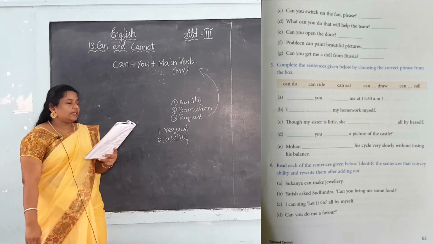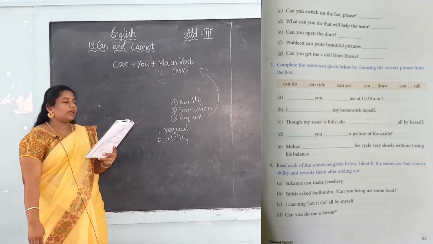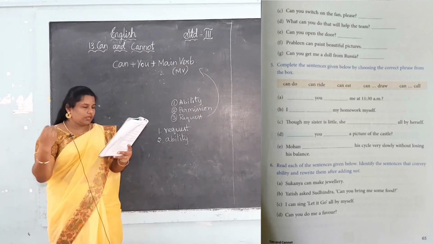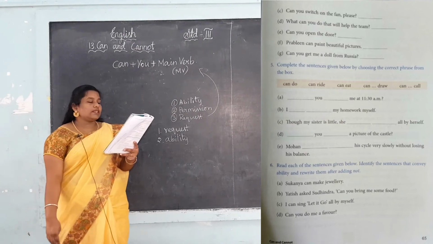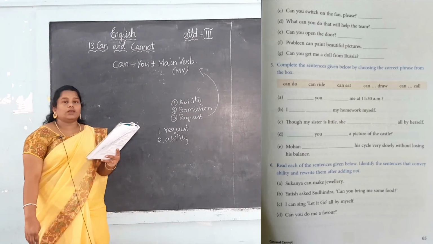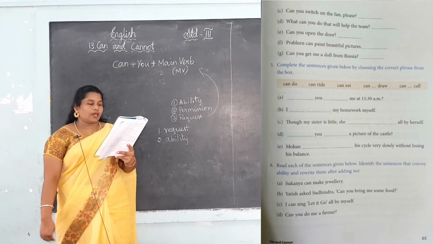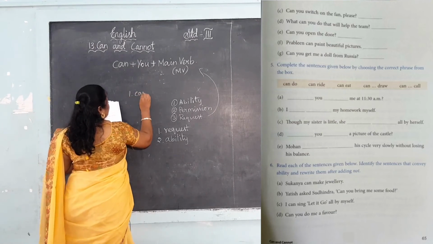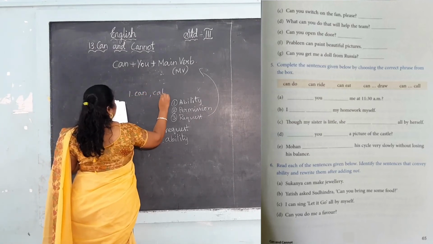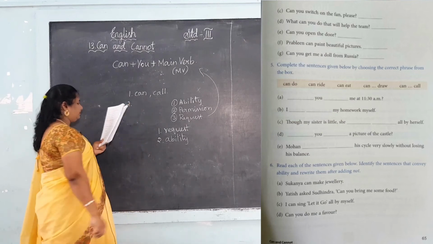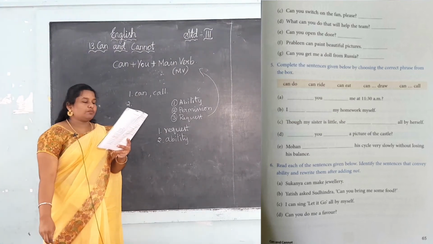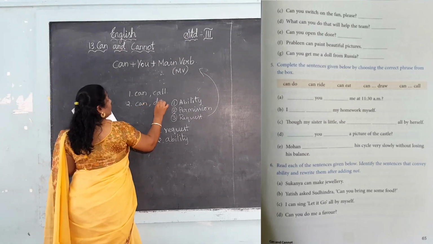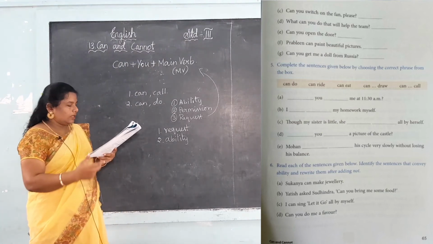Next one, complete the sentences given below by choosing the correct phrase from the box. From the box you want to fill this. First two I am going to do, remaining three is your homework. Yes, first one, dash you dash me at 11:30 a.m. What can come here? Yes, can you call me? Can in the first dash and call in the next dash. Second one, I dash dash my homework myself. I can do my homework, என்னால இந்த homework பண்ண முடியும். Okay, remaining three is your homework.